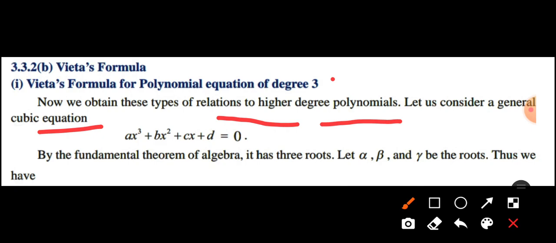Now, we consider the cubic equation. That is ax cube plus bx square plus cx plus d is equal to 0. This is our general form of cubic equation. By the fundamental theorem of algebra, it has how many roots? Very good. This is a cubic equation, so it has 3 roots. Let the 3 roots be alpha, beta and gamma. Okay.